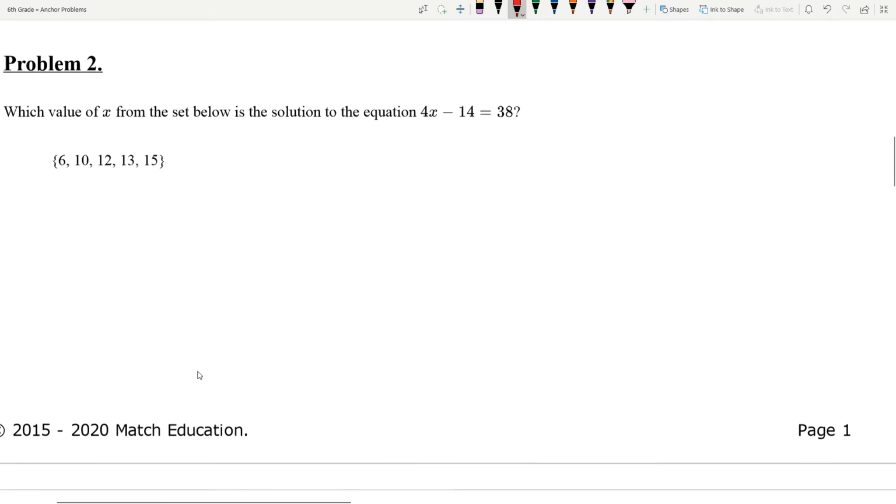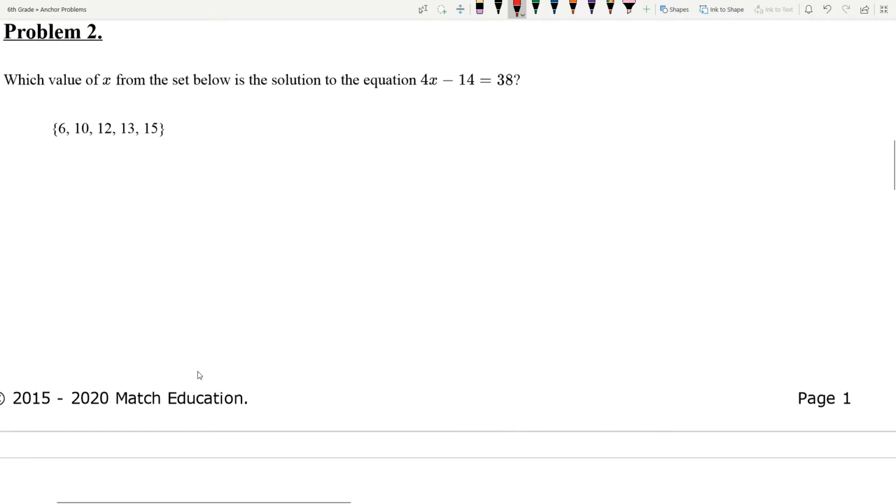Problem 2. Which value of x from the set below is the solution to the equation 4x minus 14 equals 38? Well, let's test a bunch of these numbers and see what we get. There's only going to be one value out of these that is true for this equation. Let's start off with x equals 6.